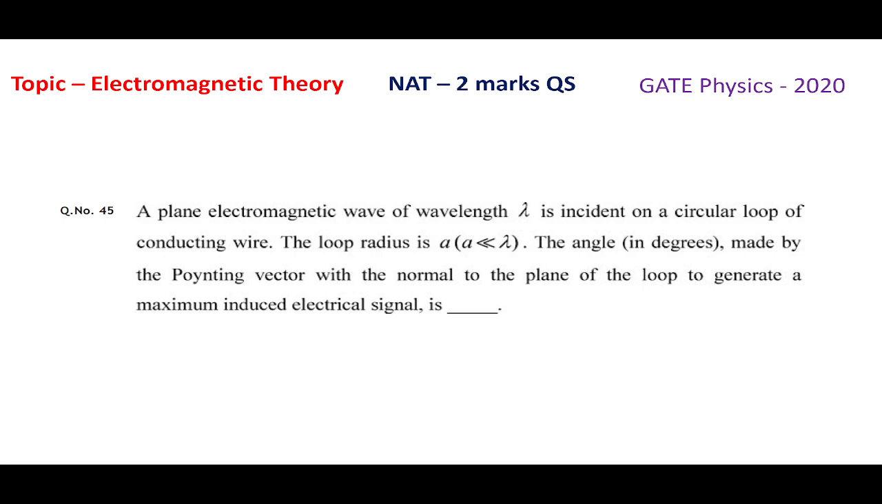Now, if your magnetic field is along the z direction, what should be your electric field direction? This is the TEM, transverse electromagnetic wave. Normal to the z direction. So in which plane or in which direction should it be? That should be in the xy plane, right?